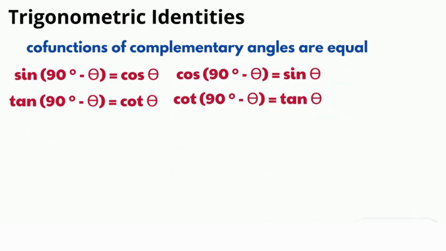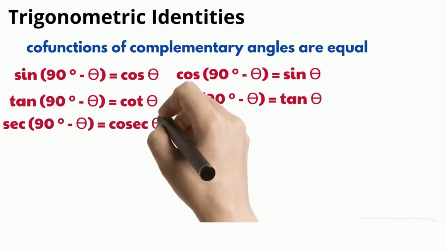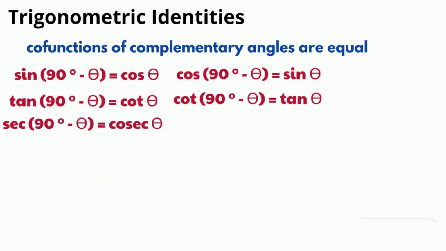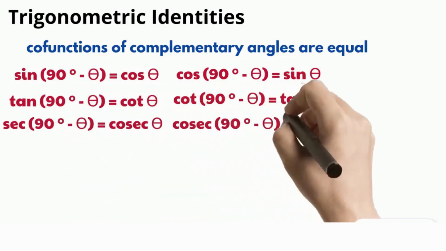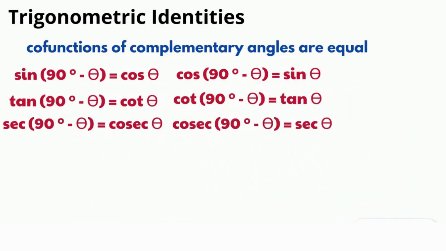Next, secant of 90 degree minus theta is equal to cosecant theta. Secant and cosecant are cofunctions. Same thing, cosecant of 90 degree minus theta is equal to secant theta. These are complementary angle identities. We discussed reciprocal identities, quotient identities, Pythagoras identities and complementary angle identities. These are very basic identities of trigonometry. From this we will get more identities.